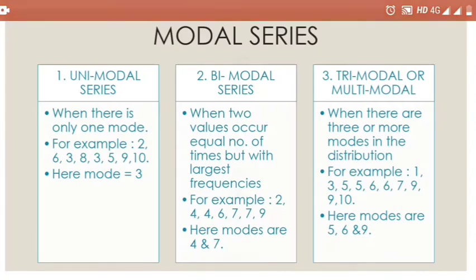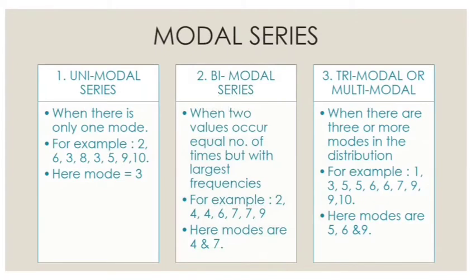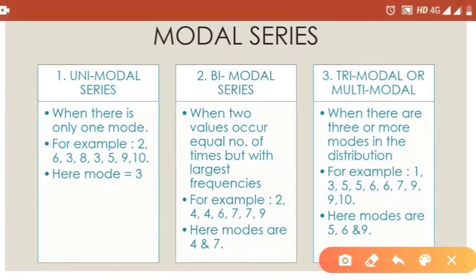Now next is trimodal or multimodal series. When there are 3 or more modes in any distribution, then it is called trimodal or multimodal. As here you can see that 5 occurs 2 times and 6 occurs 2 times and 9 also occurs 2 times. So here the greatest frequency is 2, but in 3 cases, 5, 6 and 9, they are the modes. So it is known as trimodal or multimodal series.